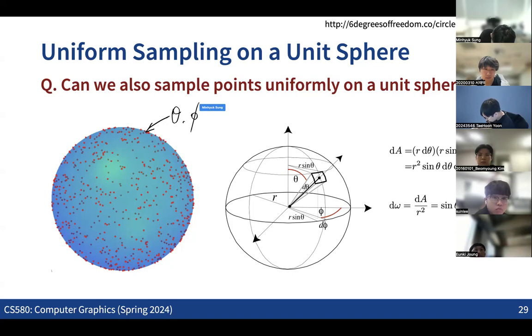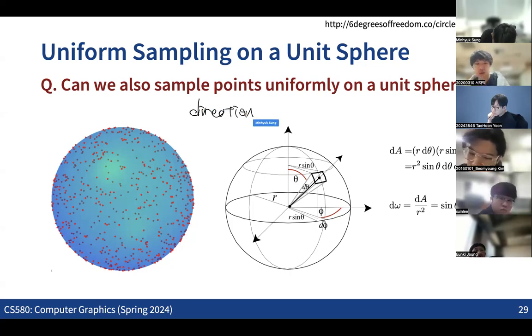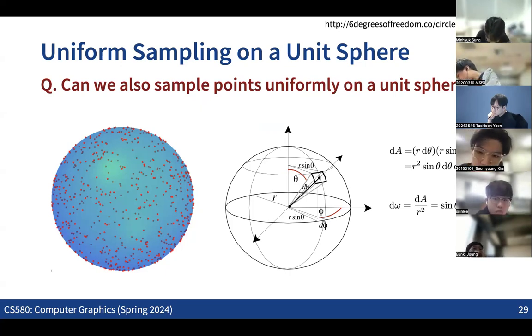Now theta becomes the angle between the axis to the North Pole and each direction, and phi becomes the azimuth angle. The meaning of this is that if we can uniformly sample points over the surface of the unit sphere, we can do uniform sampling of directions in 3D space. So without the scaling, if we want uniform sampling of directions over 3D space, we can consider sampling points over the unit sphere.